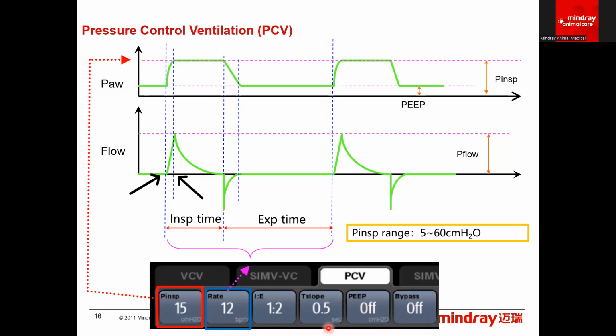So again, our T slope is the amount of time, expressed in seconds, that it takes for us to reach our inspiratory pressure. So this right here is our T slope, our slope time. And that's expressed by this one right here as well. You can see here, there's also PEEP if you want it.